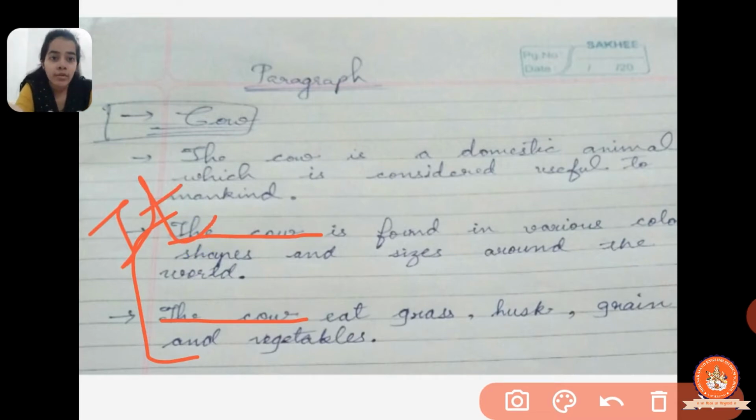All right students, so in place of "the cow", we'll read: it is found in various colors, shapes, and sizes around the world. It eats grass, husk, grains, and vegetables. So this is about one paragraph, one example which I have shown you about pronouns. Now we'll read in this chapter.